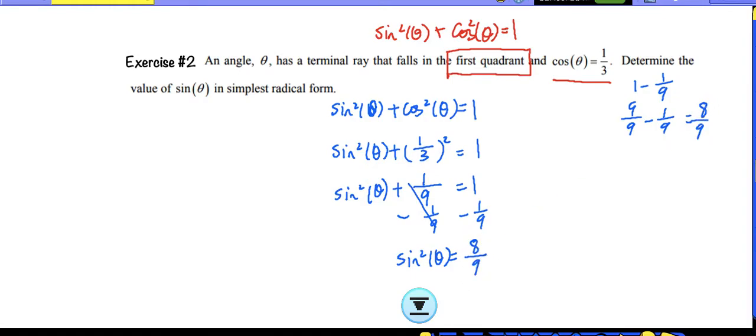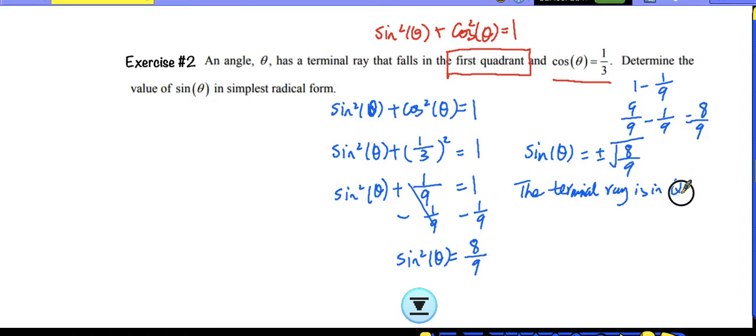Okay, now remember, I'm going to write here so we have more space. When we find, in order to find sine, you need to find the square root of both sides. So once we find square root of this, it's going to be sine theta. So it's going to be, remember, we need to focus on the positive and negative here. But since the terminal ray is in first quadrant, so sine theta, remember, the first quadrant, everything is positive, so sine theta is only positive.